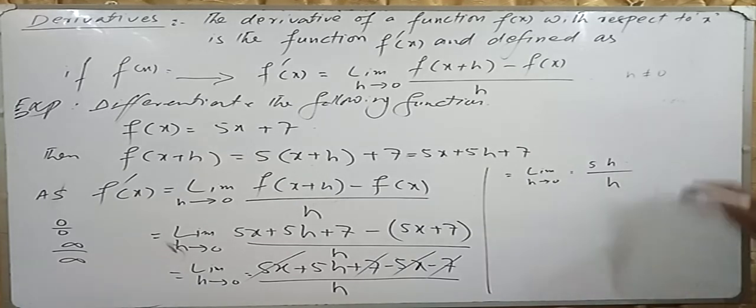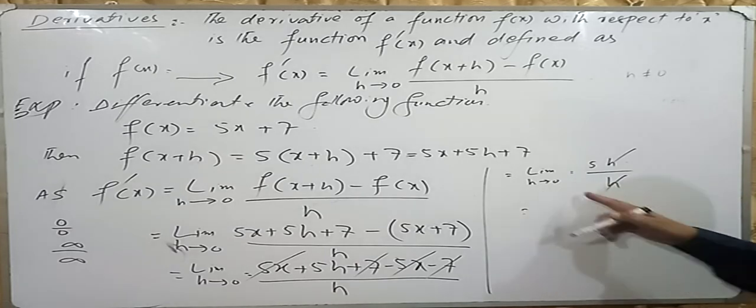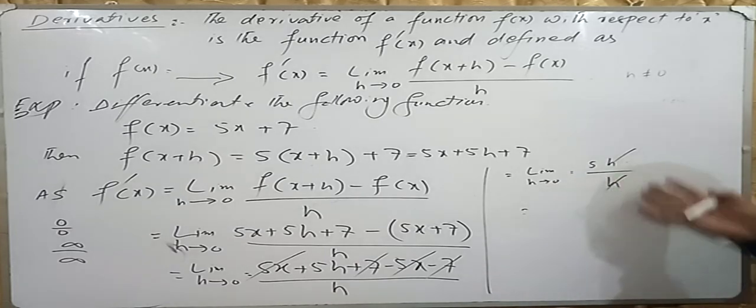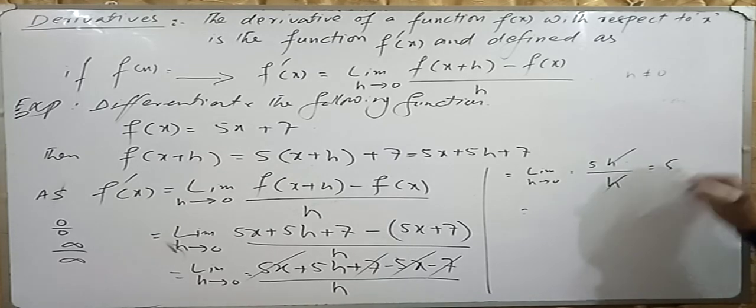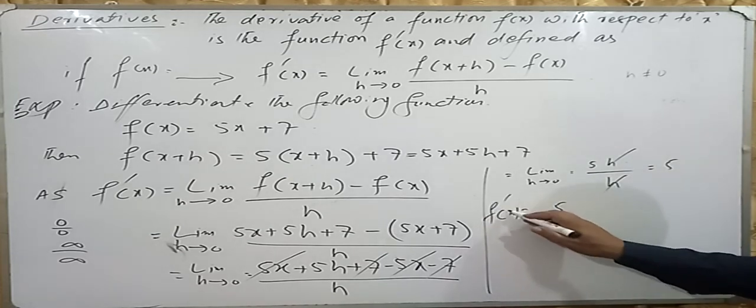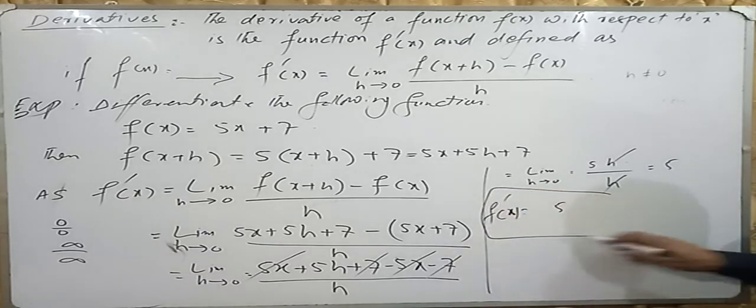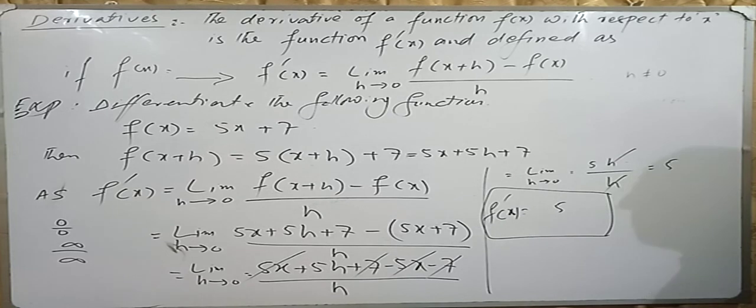Now we will do simplification. H cancels with h. If we apply the limit, instead of h, but we don't have h, it will become 5. So only 5 will be the value of f dash of x. F dash of x, the derivative of the function, is equal to 5.